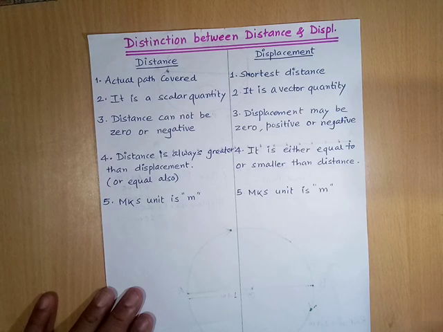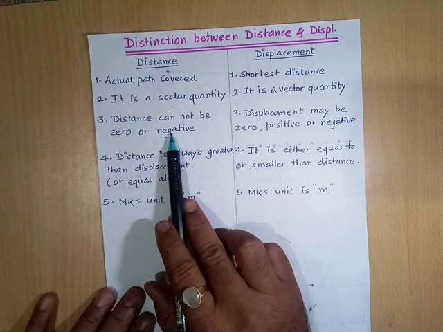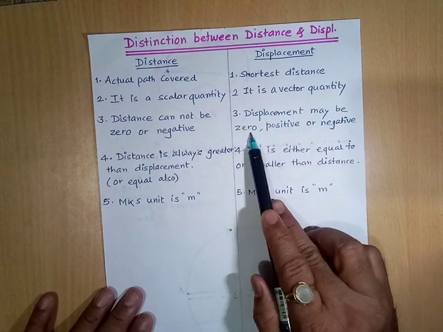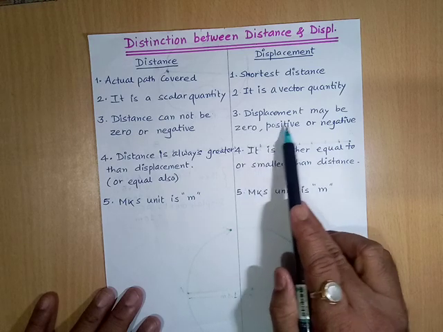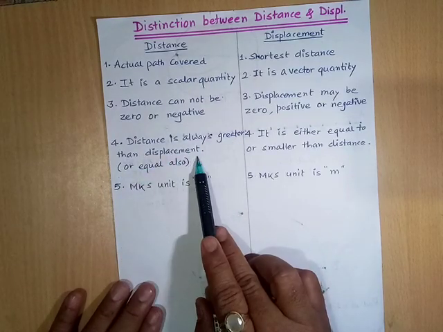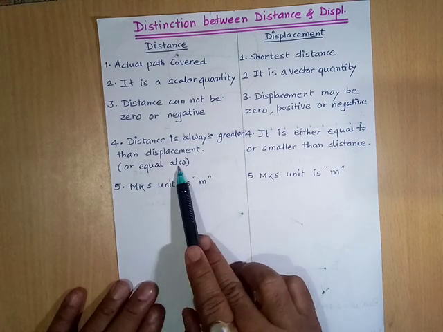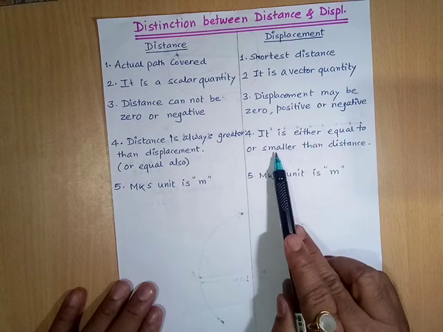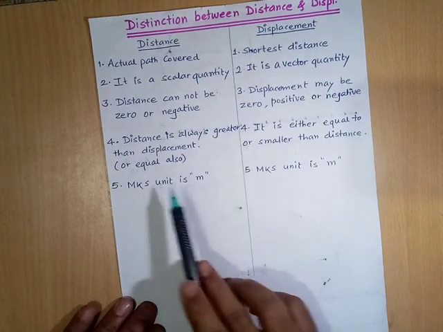So distance cannot be 0 and distance cannot be negative, but the displacement will sometimes be 0 if the initial point and final point are the same. Sometimes the displacement may be positive, and sometimes the displacement may also have a negative value. Now distance is always greater than or equal to the displacement. This is also one of the important points. It never happens that displacement is greater than the distance. It is either equal to or smaller than the distance.